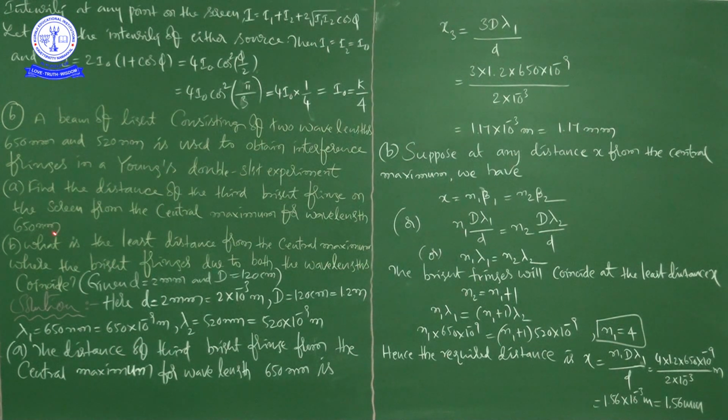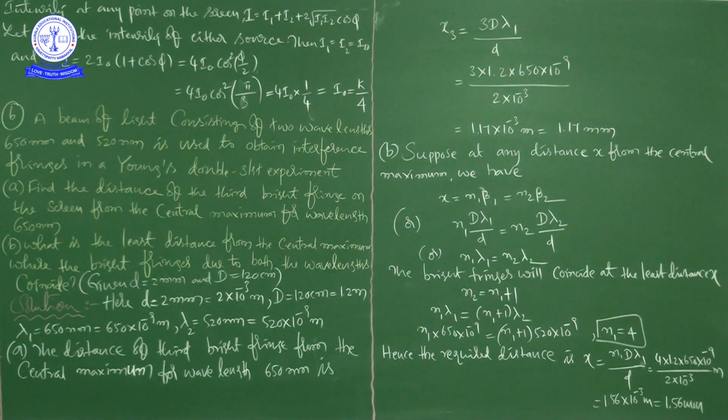Next, we are going for B, see this. B is: what is the least distance from the central maximum where the bright fringes due to both the wavelengths coincide, right? So he is asking the distance from the central maximum.